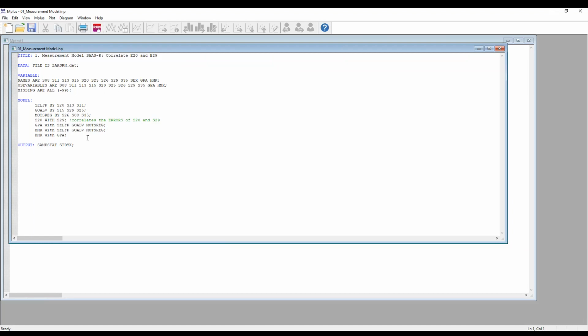So that's all basic. Now let's look at our model. So here's what I've got. Self-perceptions is measured by these 3 indicator variables.